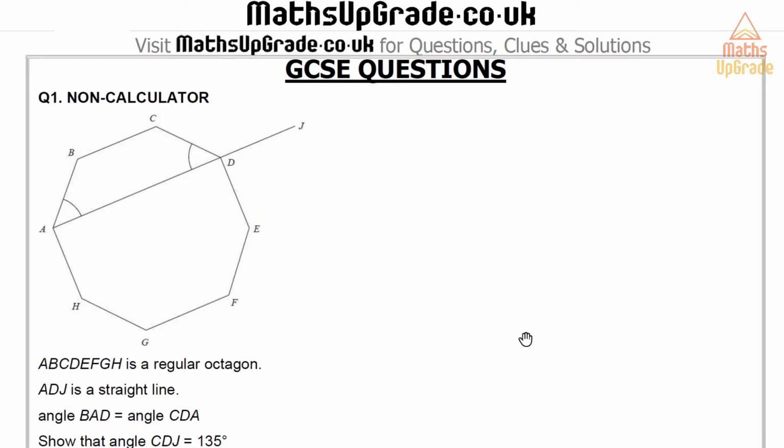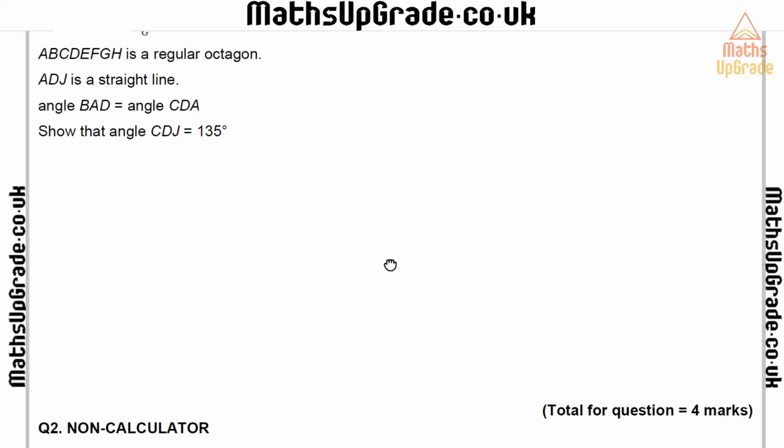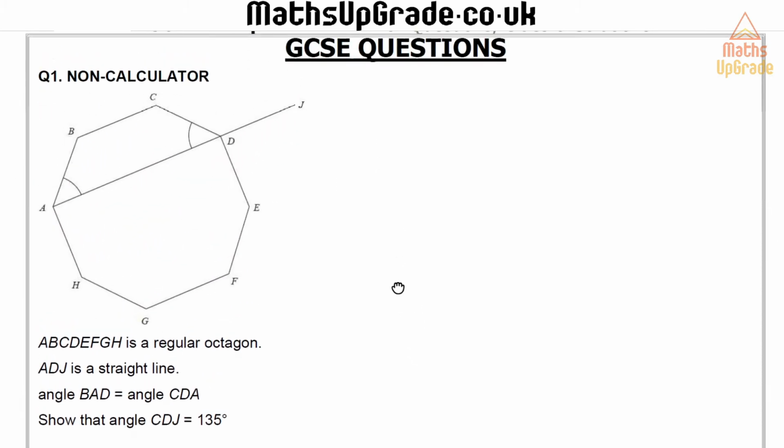Okay, angles in and around polygons. So question 1 states that A, B, C, D, E, F, G, H is a regular octagon. So it's got 8 sides. And you've got a straight line here, ADJ. And you're told that this angle is equal to this angle. Okay, and you've got to show that angle CDJ, so this angle here, this obtuse angle, is equal to 135 degrees. And that question is worth 4 marks.